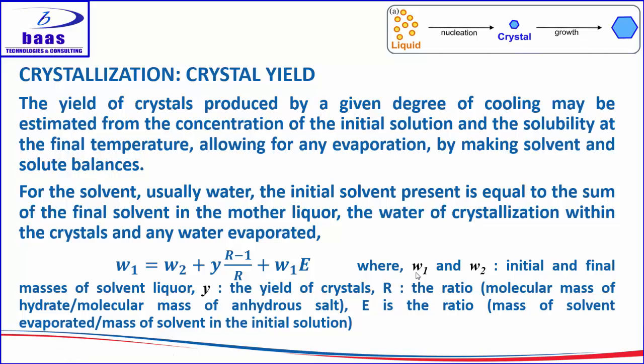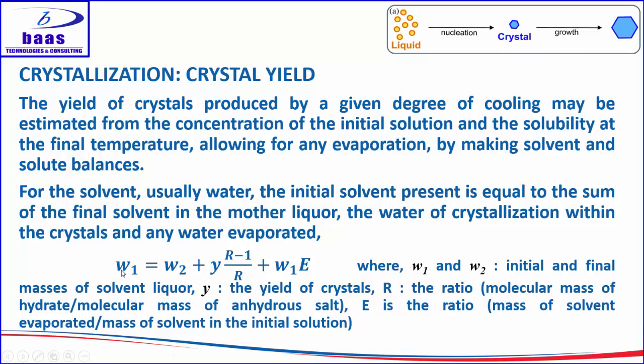The yield of crystals produced by a given degree of cooling may be estimated from the concentration of the initial solution and the solubility at the final temperature, allowing for any evaporation that may occur, and making the solvent and solute balances. For the solvent, in most cases water here, the initial solvent present is equal to the sum of the final solvent in the mother liquor, the water of crystallization within the crystals, and the water that has evaporated. Most salts that dissolve in water, when they crystallize, take some of the water into the crystals as crystallization water, and hence that water taken into the crystals, as it has been taken away from the mother liquor, has to be removed and be incorporated in the mass balances.